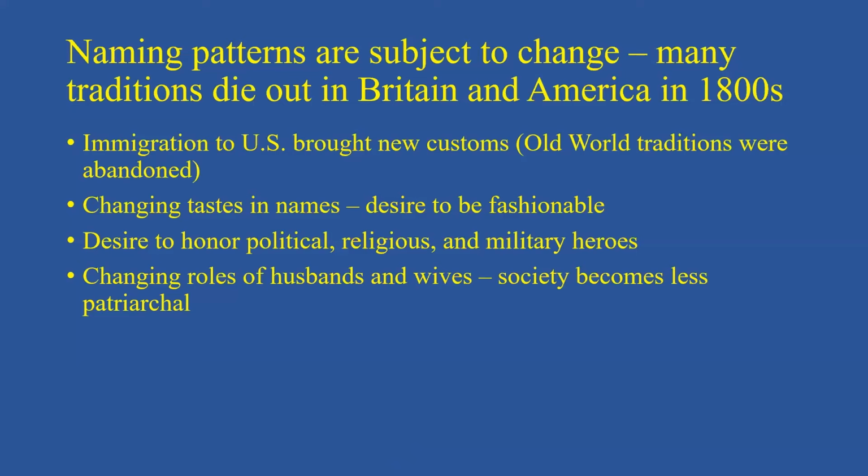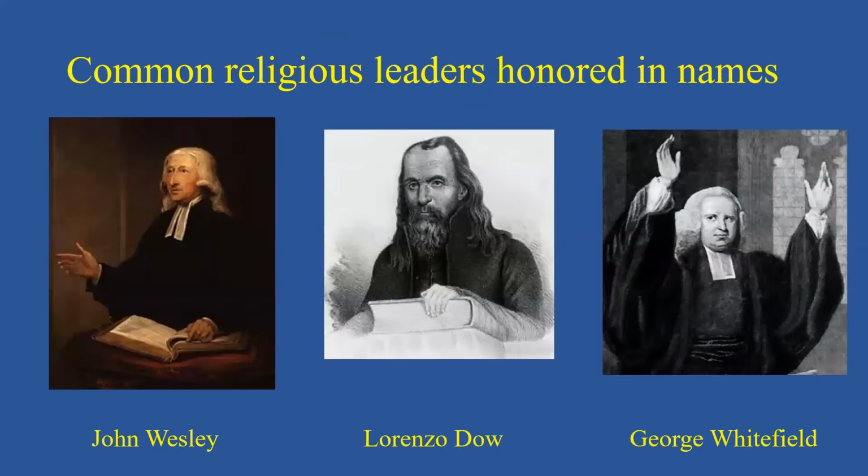Political, religious, and military heroes were popular subjects. With the 19th century, society became increasingly less patriarchal or male-dominated. Fathers and mothers together had a hand in choosing names. Religious figures, some of them lesser known today, also became popular choices for the names of children, not necessarily immigrant children, but even native-born children.